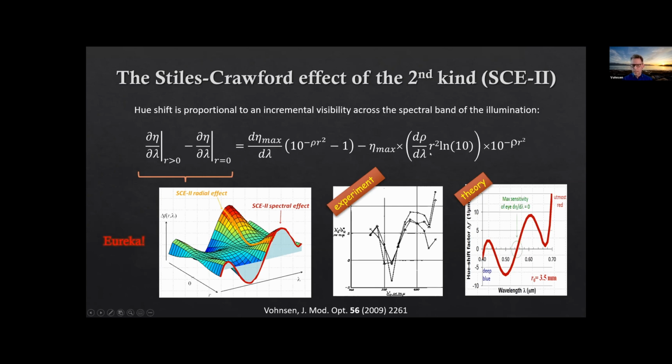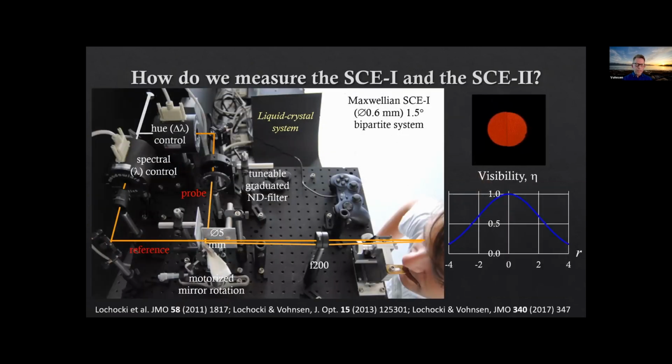Stiles-Crawford effect. The second kind, for example, we have this parabolic dependence on the radius, which you can see here, this R squared dependence. And we have also, for example, at the peak of visibility, where this derivative is 0, essentially no hue shift, which is happening right at the peak of the V lambda curve, 550 nanometer.